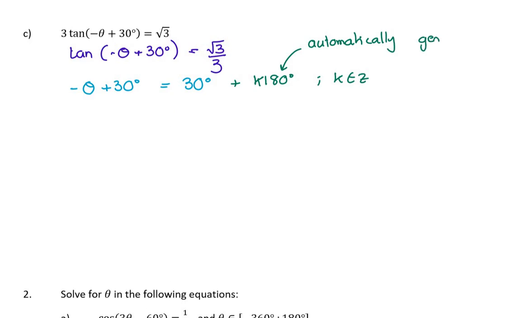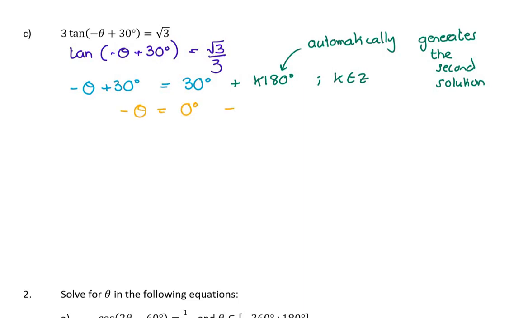So you don't actually have to worry about doing anything. That's why tan is just probably the nicest of all equations. So that k180 will automatically generate the second solution. And now my last step is just to solve for theta like a normal linear equation. So I'm going to minus 30 on both sides.